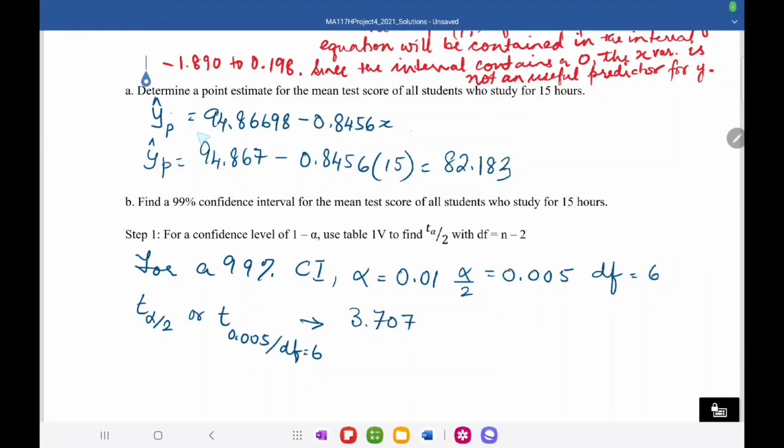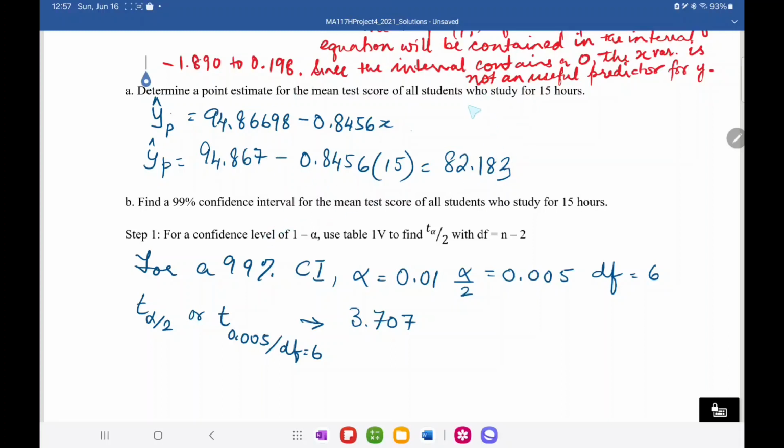Now the next part of the question says determine a point estimate for the mean test score of all students who study for 15 hours. So what we have to do here is plug in 15 for x and find the y value, what the expected score would be from the sample regression equation by plugging in 15 for x, and what we get is 82.183. So the score that we can expect if somebody studies for 15 hours would be 82.183 based on the sample regression equation.